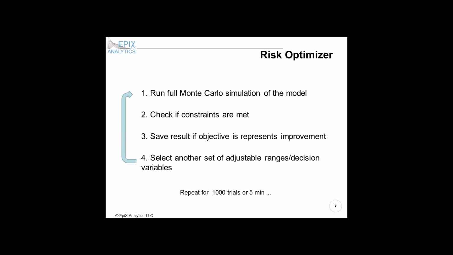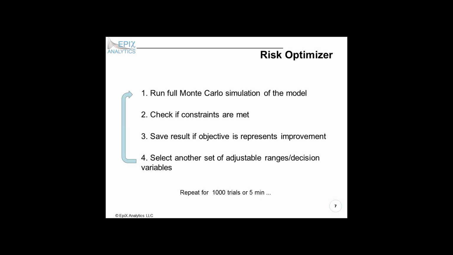Am I still under budget? Does this meet my constraints on equipment and such? Then RISKOptimizer checks to see if the objective, your maximized production or revenues or whatever it may be, represents an improvement over the previous iteration. If it does, then it will save that result, reshuffle your decision variables, and repeat this process. You can manage the settings for this either as the number of trials that you go through or the amount of time that the algorithms spend looking for the solution.